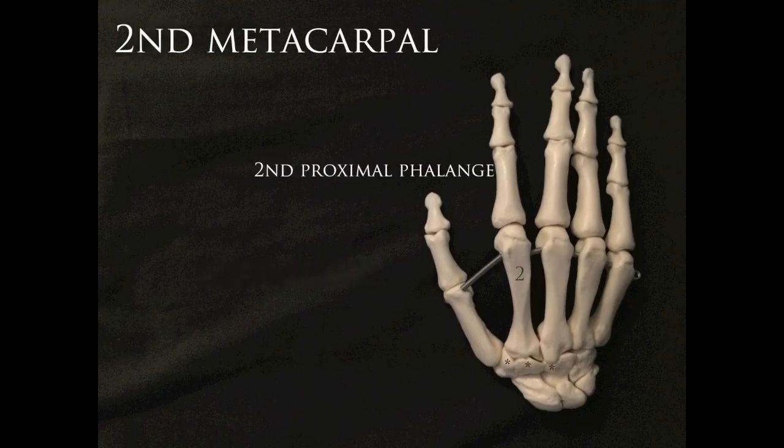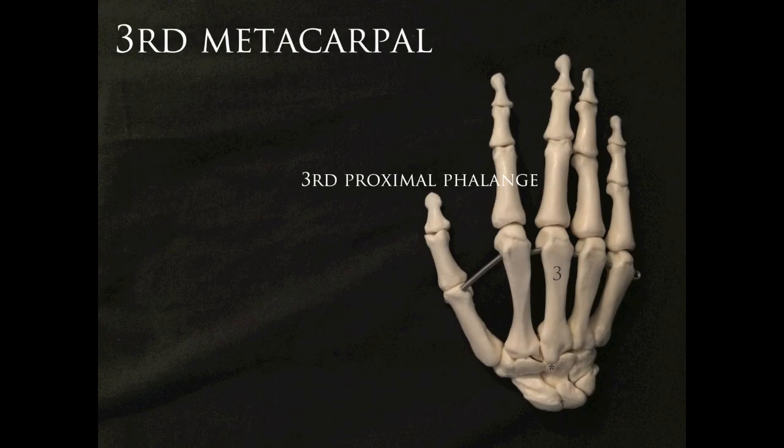The longest metacarpal is the second. This metacarpal articulates with the second proximal phalanx of the second finger, trapezium, trapezoid, and capitate. The third metacarpal articulates with the third proximal phalanx of the middle finger and the capitate of the carpal.